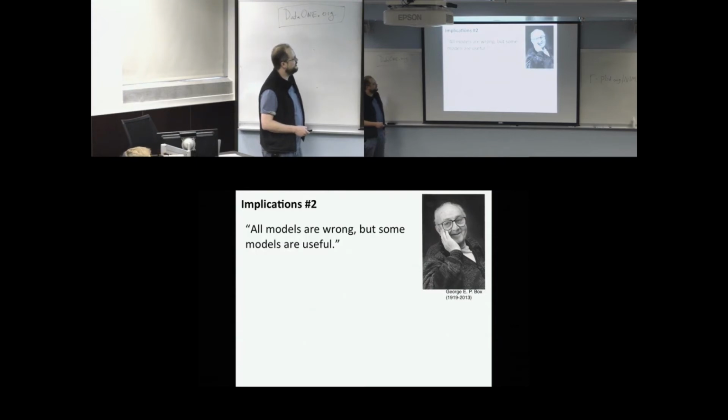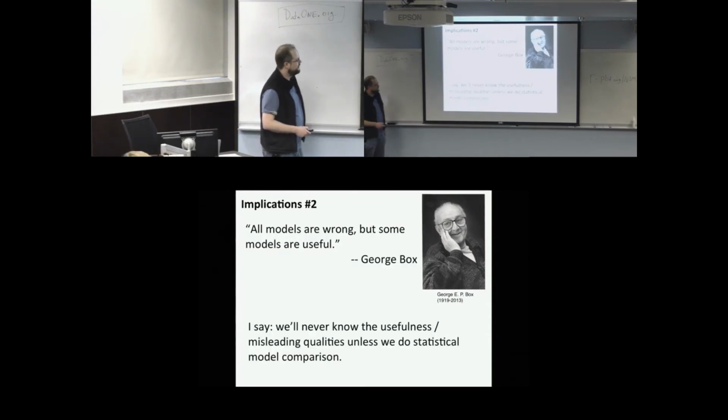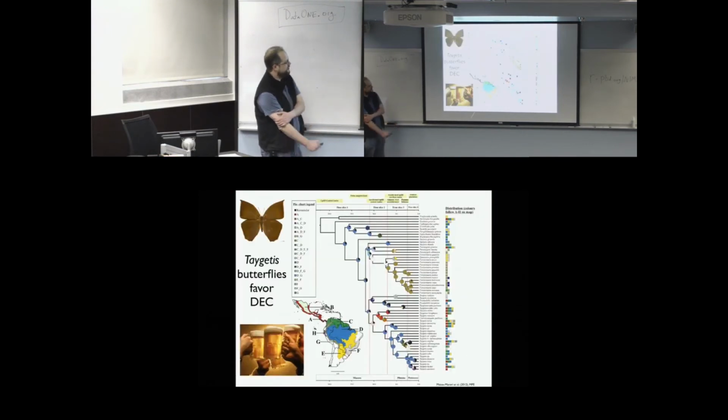So another implication: all models are wrong, but some models are useful. And I think we need to actually do estimation in biogeography to figure out which models are wrong and not useful and which models are wrong and useful. All right, so just to show one case, there are some empirical cases where you do not support the founder event model over the traditional model.